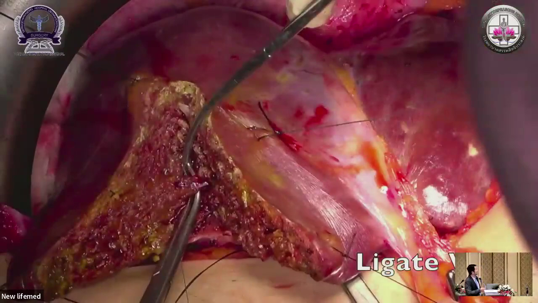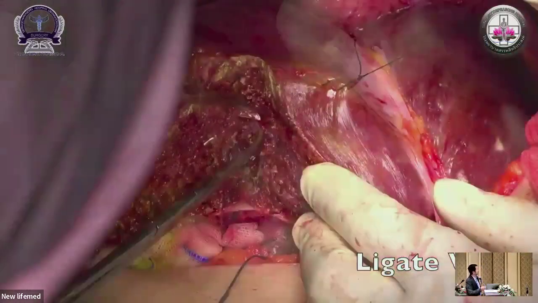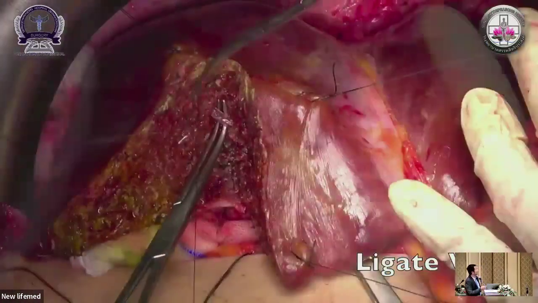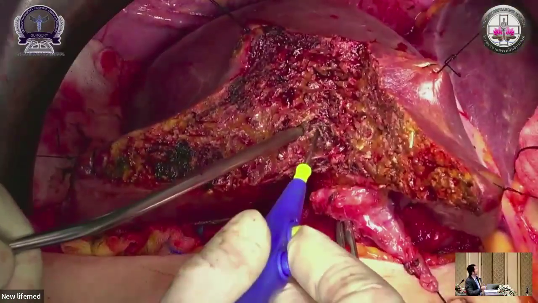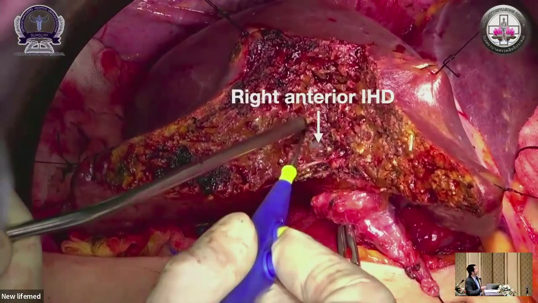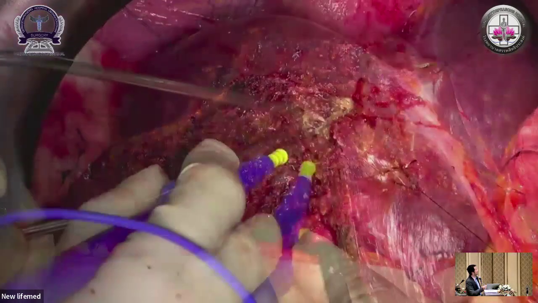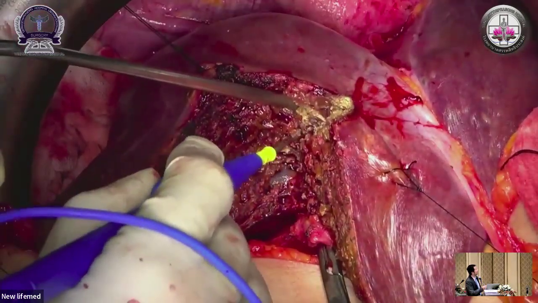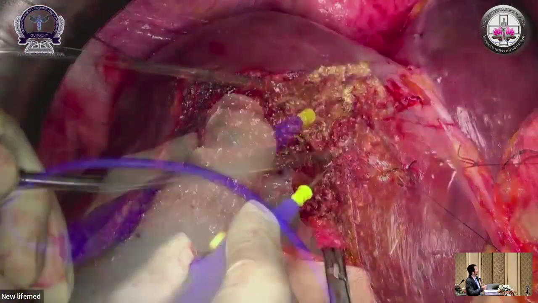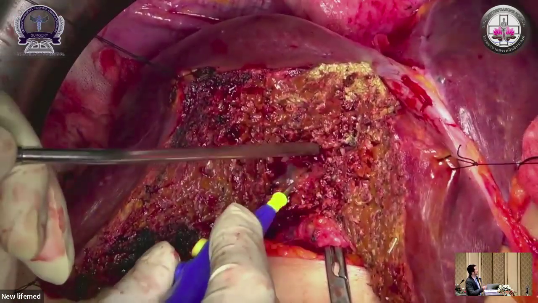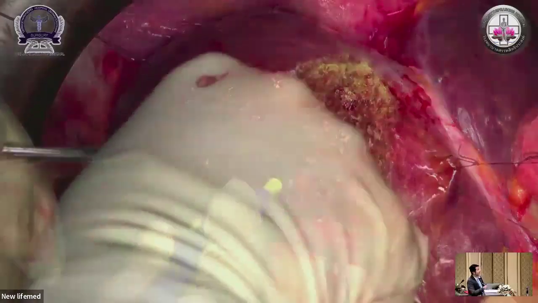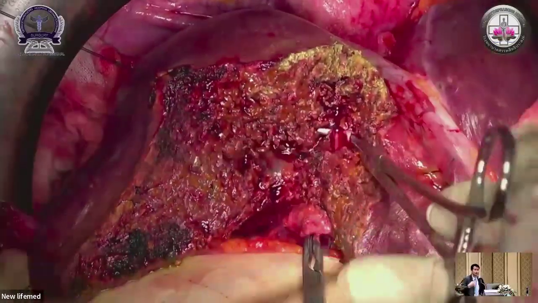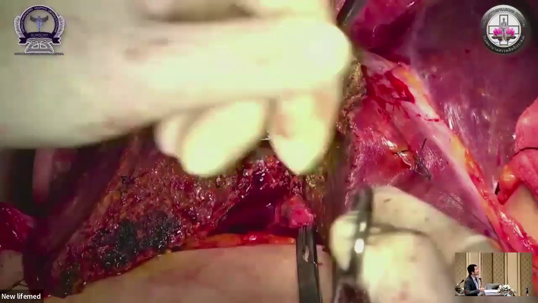We ligate it as V5, and we ligate another V5, and we found the right anterior bile duct here, and we will turn around here to preserve the middle hepatic vein. Okay, we find the middle hepatic vein here. Yes, that's right. And we encircle, ligate, and preserve it in segment 8 to decrease the congestion of the liver.